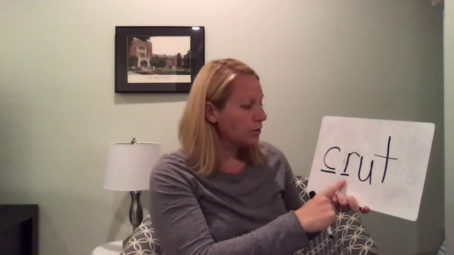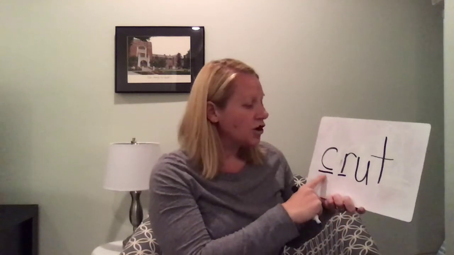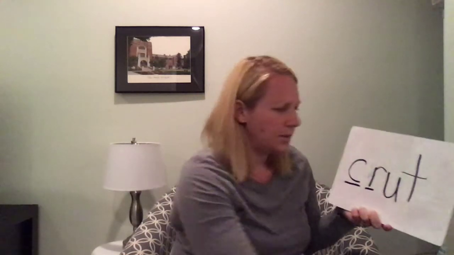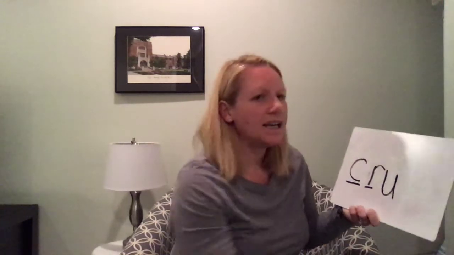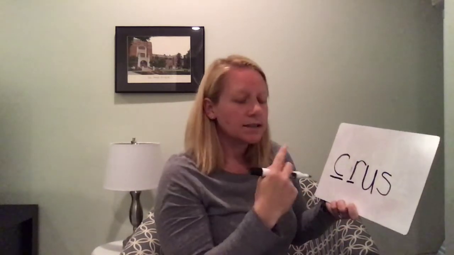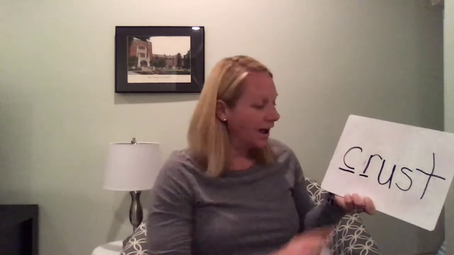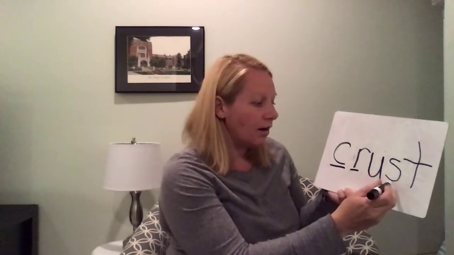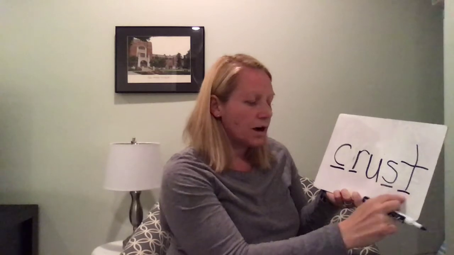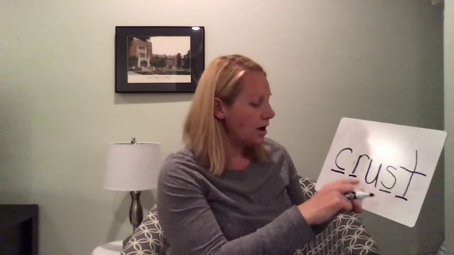Crust. I'm going to start at the beginning. K. That's the same. R. That's the same. Uh, that's the same. So far for crust, I have s. Oh, that's not the same. I need a s. That's an S. S. Crust. I need a T at the end this time. Crust. And I'm noticing I have a blend at the beginning still, and I also have a blend at the end. Two consonants next to each other, two different sounds. St, st, cr, st. Got it.